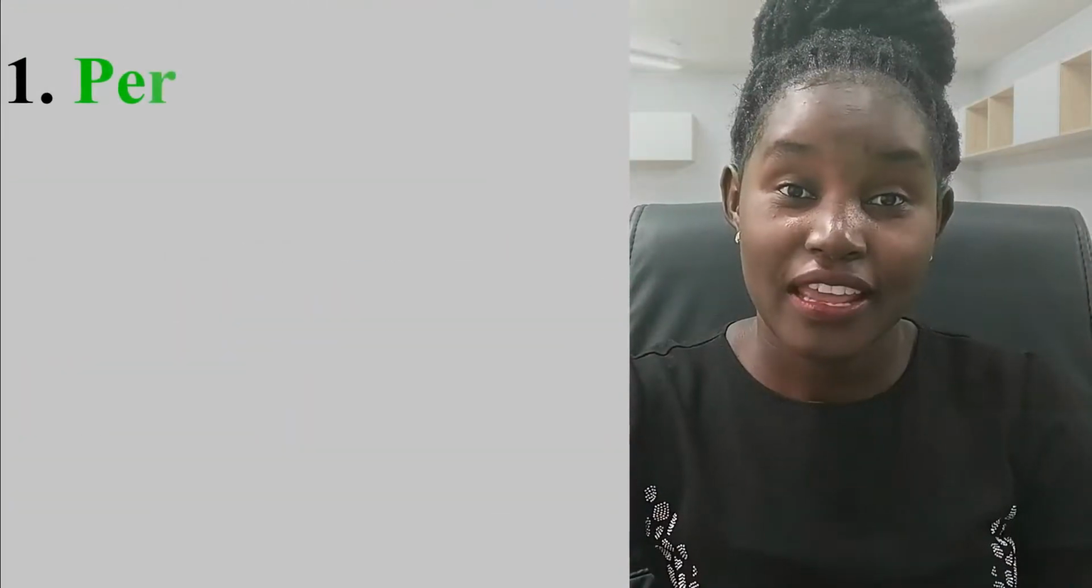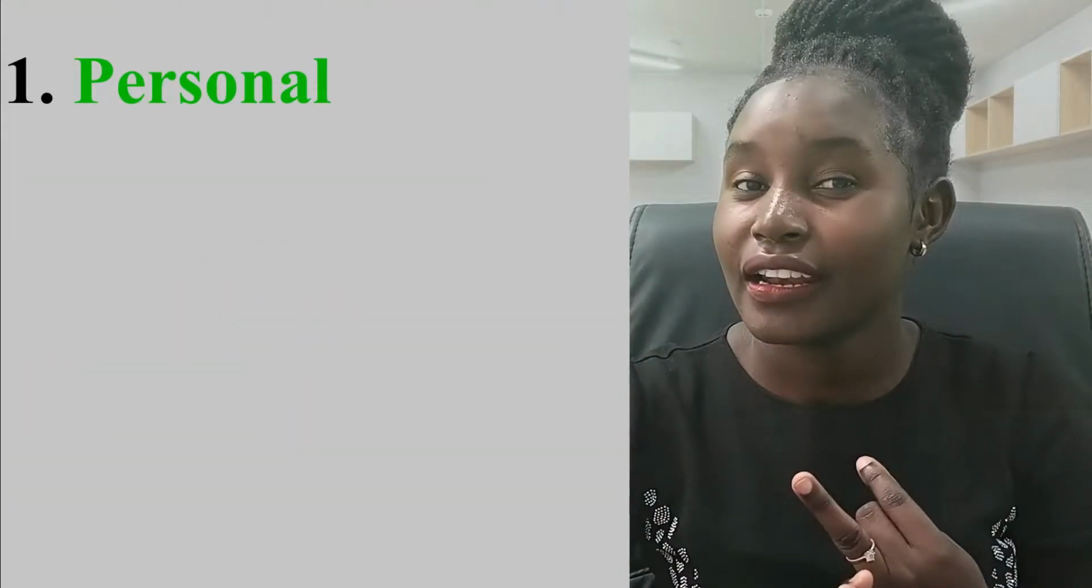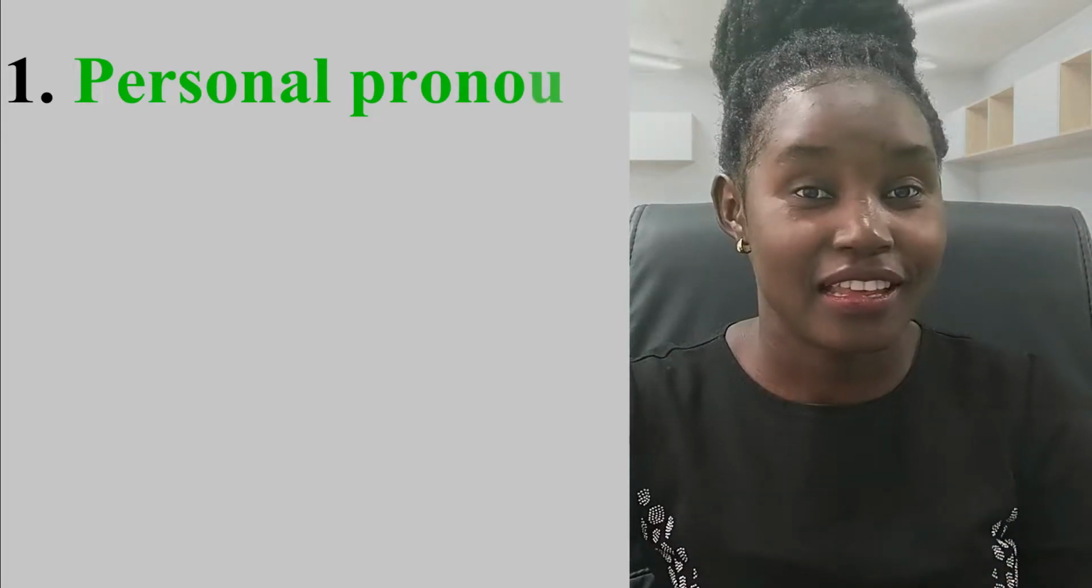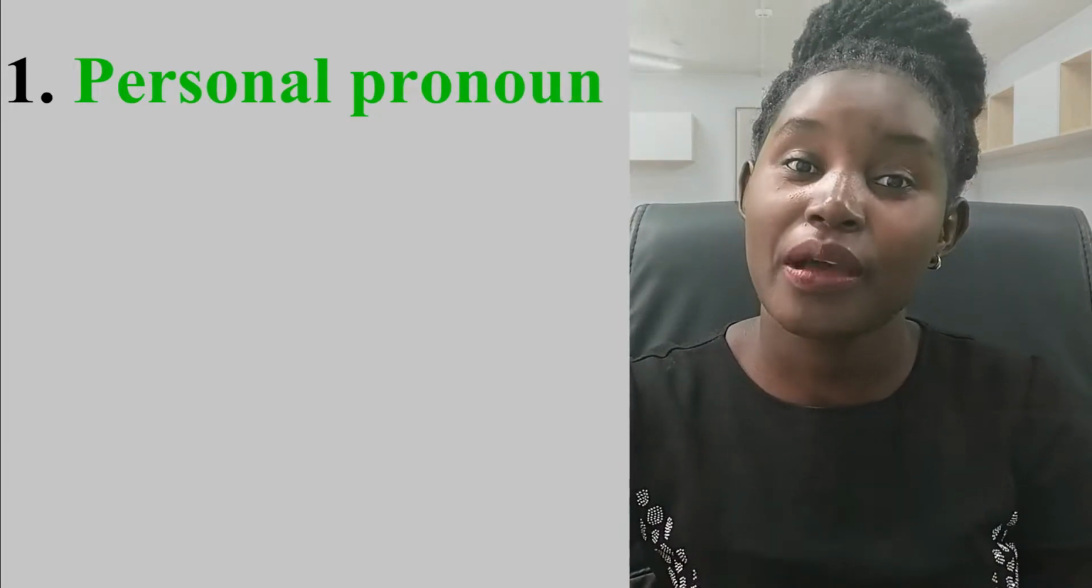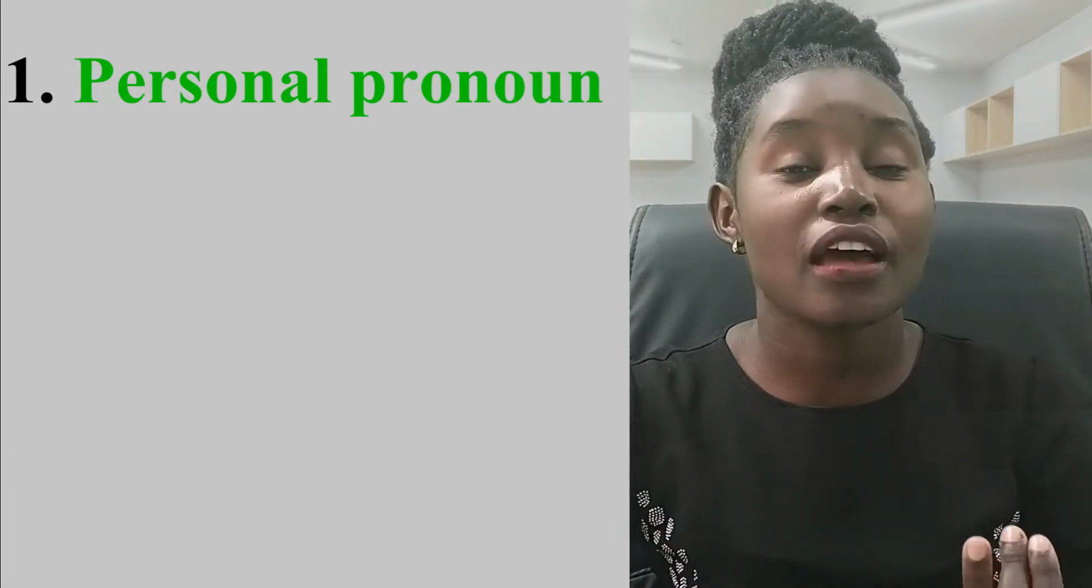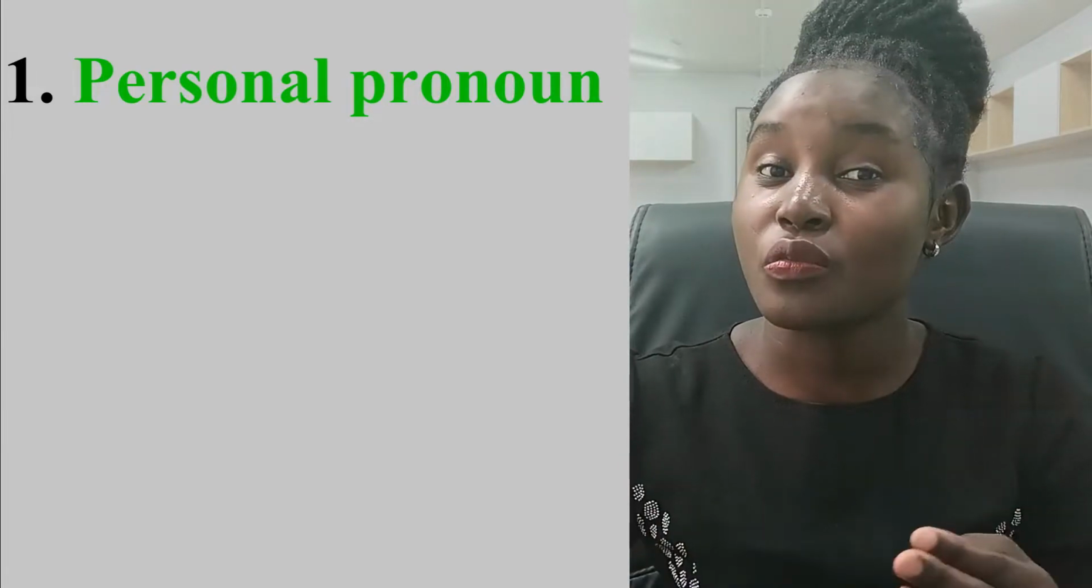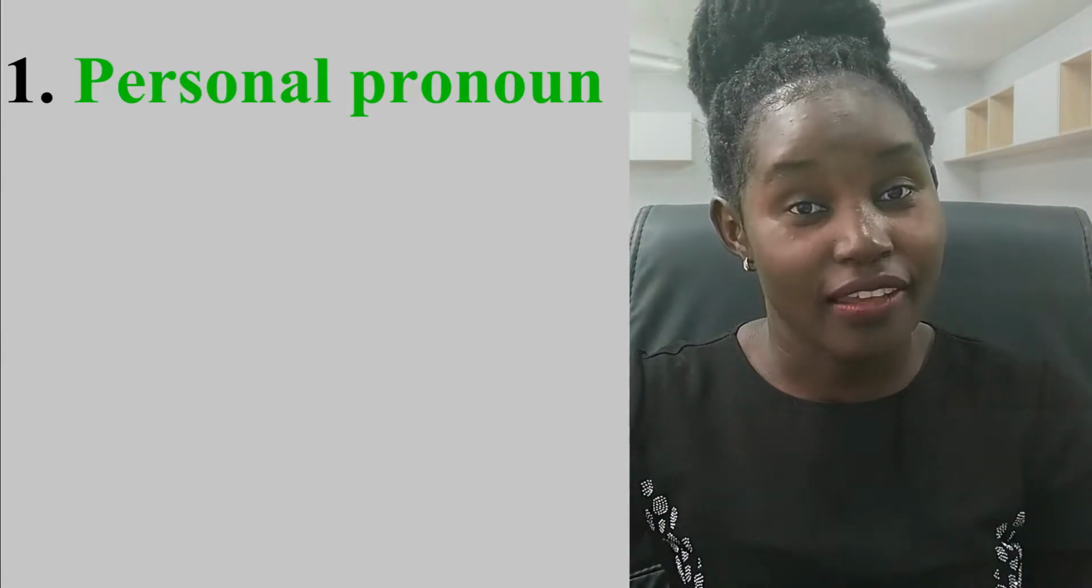I'm going to try and explain in a way to make sure that all of us here are able to construct sentences on our own. So to construct a Swahili sentence, you need 4 things. The first one is a personal pronoun. Don't worry about these terms. We are going to explain them until we understand. Personal pronouns are words which we can use to refer to people without having to mention their names.